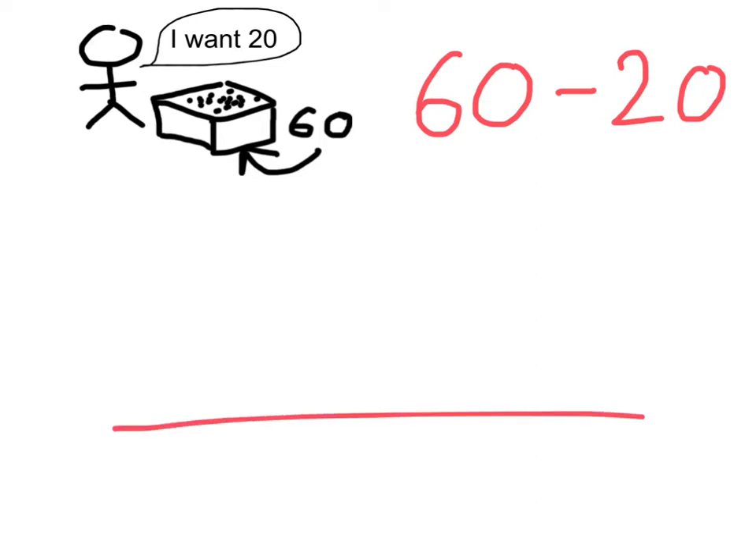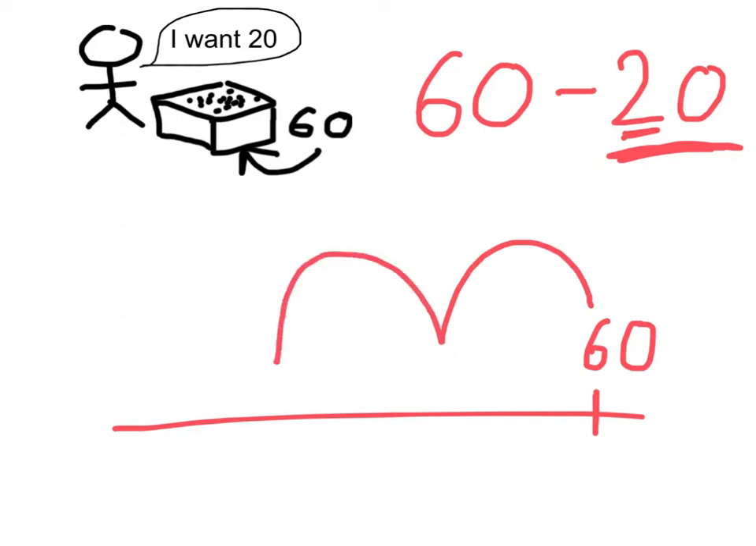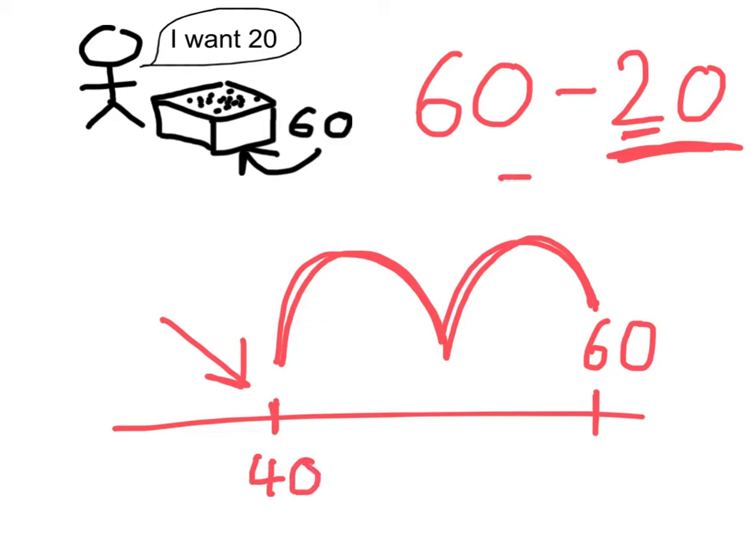Alright, now we're going to count backwards in tens for our first way to do this. So here's my number line, and here's the number 60. I'm going to count backwards 2 tens. 1, 2. And this will be my answer right here, whatever that is. So let's count backwards in tens. 60, 50, 40. My answer, 60 take away 20, is 40.